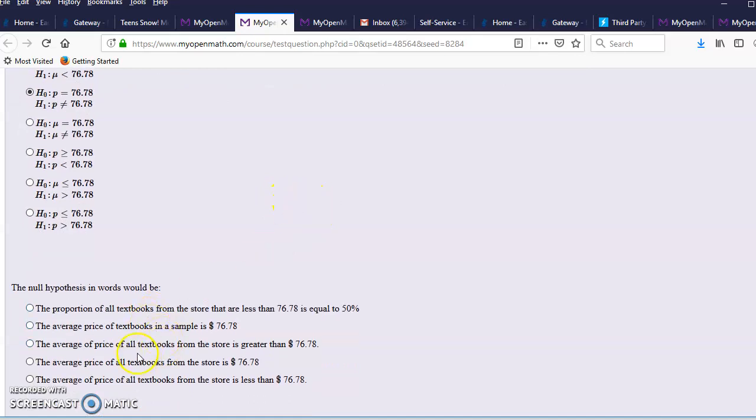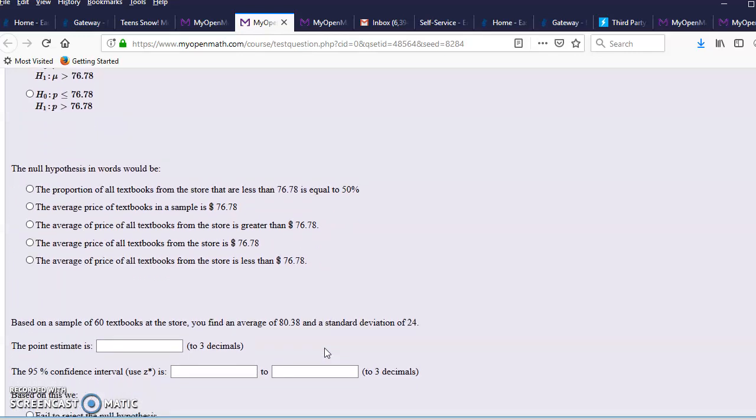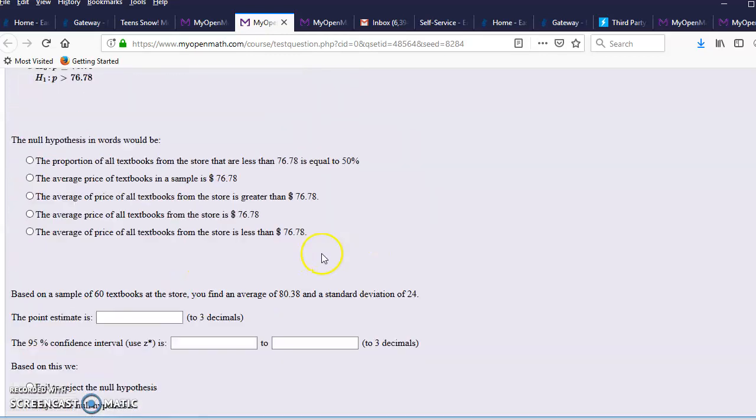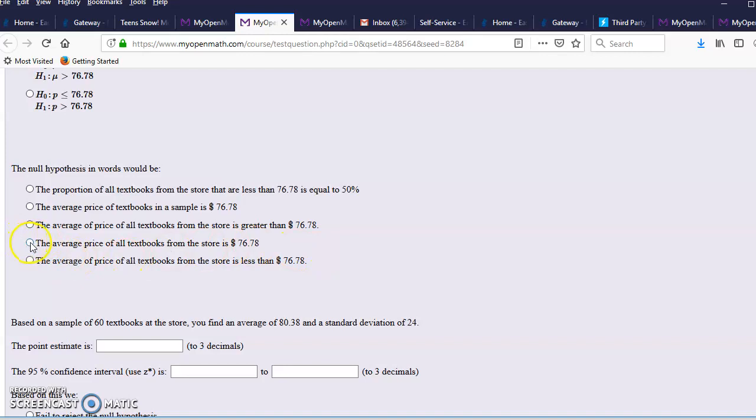So in words, the null hypothesis would be the average price of all textbooks from the store is 76.78. So that would be that one.